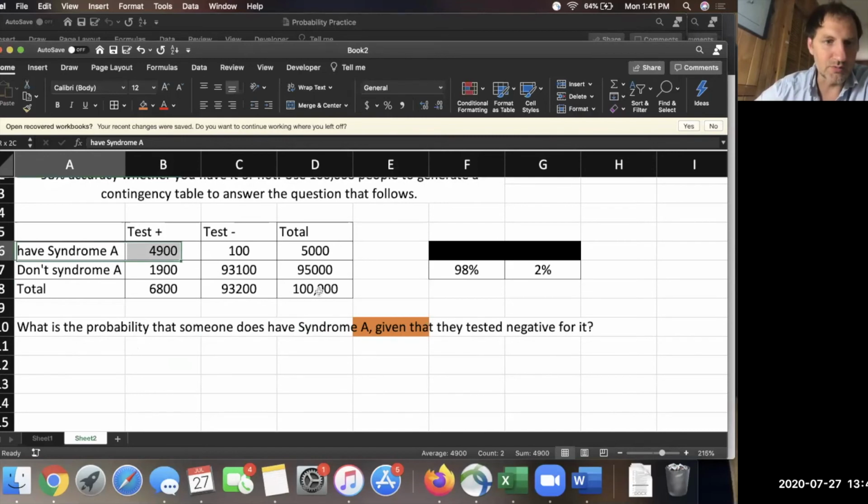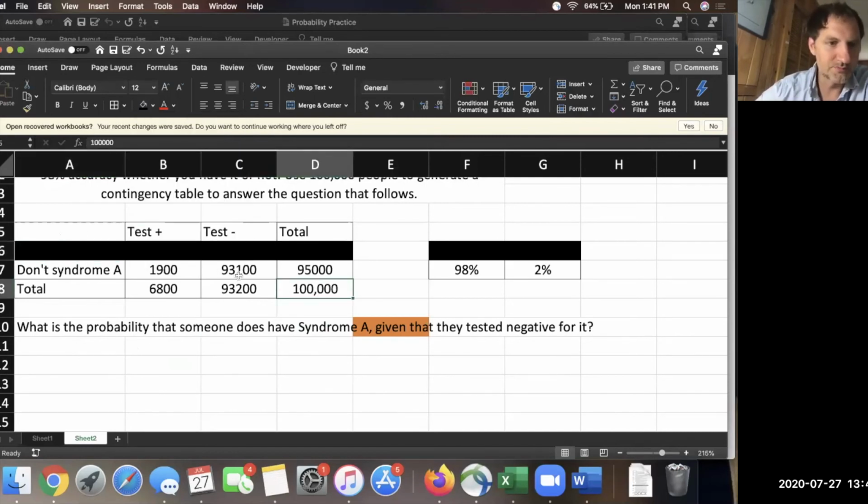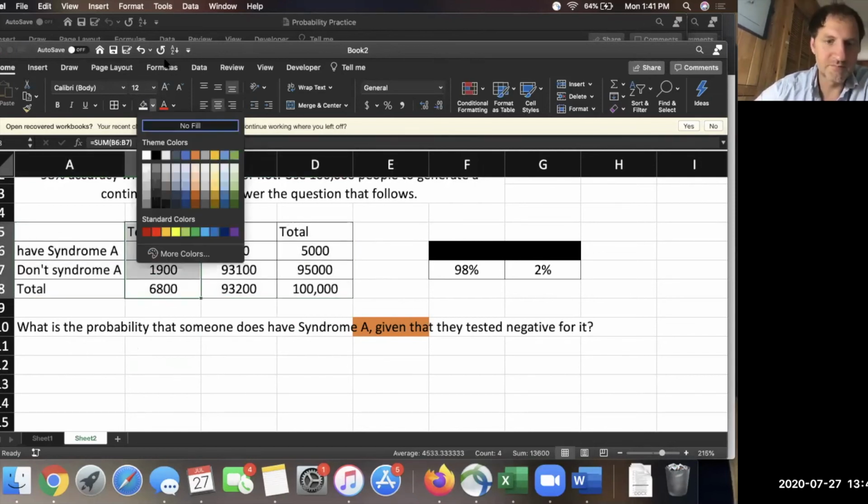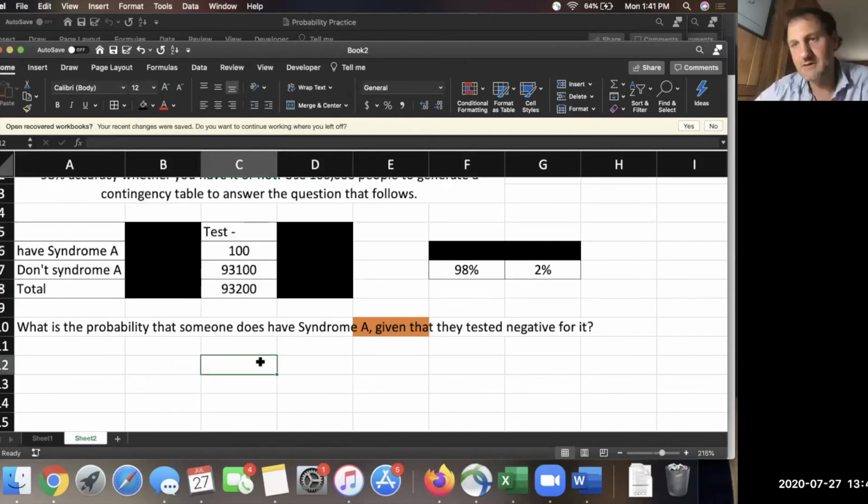Boom. Nope, that's wrong. Given that they tested negative, I'm getting rid of everything but tested negative. It's very easy, especially if the clause is at the end of the question, not at the beginning, to get sucked into the beginning. Focus on the clause that follows the given, or the if. It's not the thing that comes first, it's the thing that's conditional, given that they tested negative. Okay, I'm only focusing on negative tests, right?